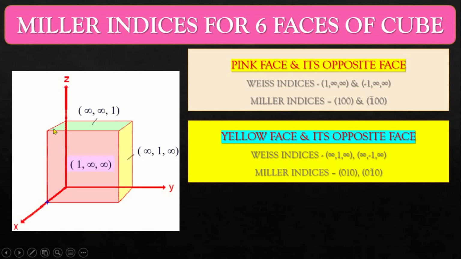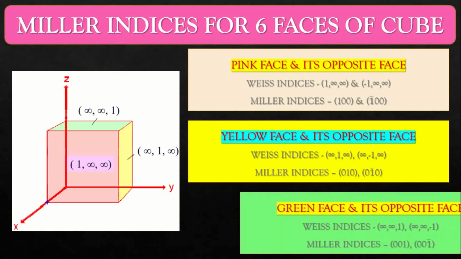Similarly, for the face opposite to this yellow face, we can write it as infinity, minus 1, infinity, because it is lying along the negative y coordinate. Converting those Weiss indices to Miller indices, for this yellow face we have 0, 1, 0 as the Miller indices, and for its opposite face, we'll have 0, 1 bar, 0. 1 bar again for the negative intercept.